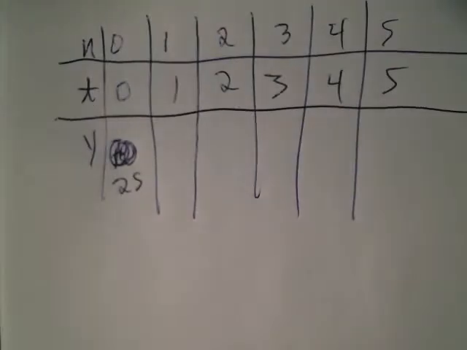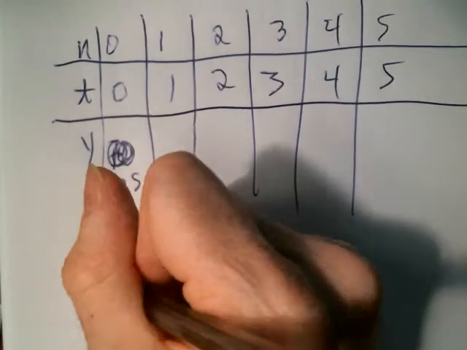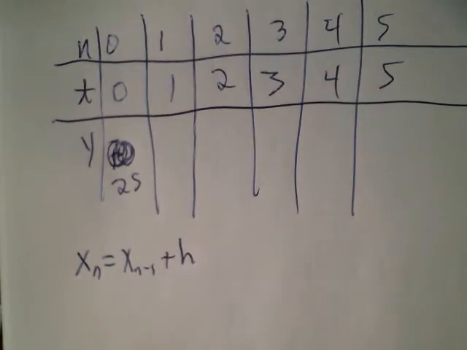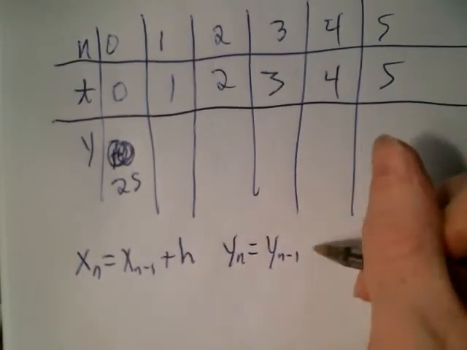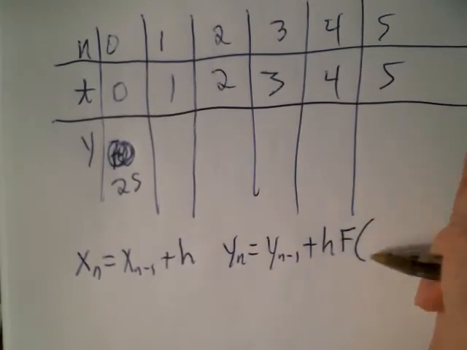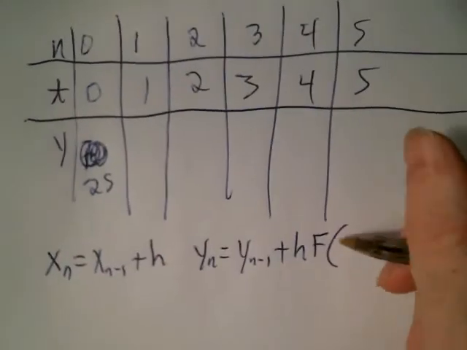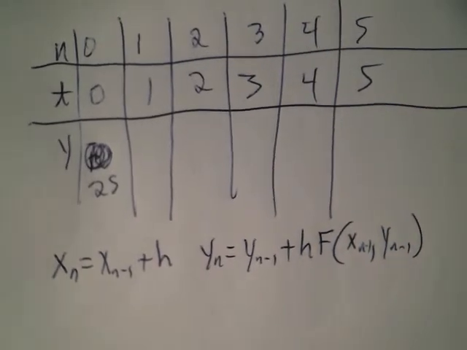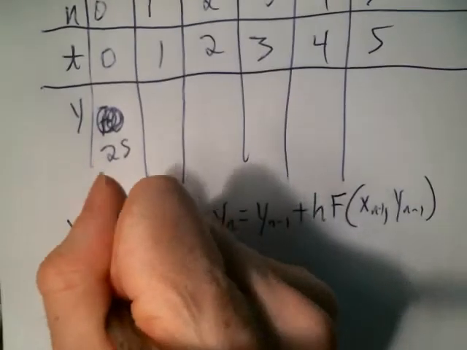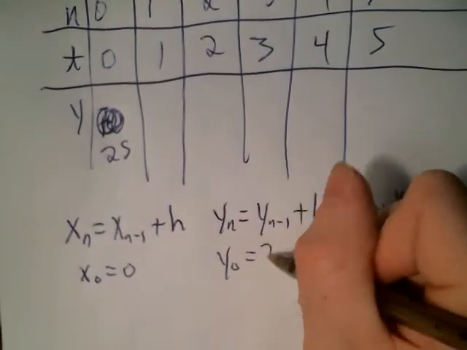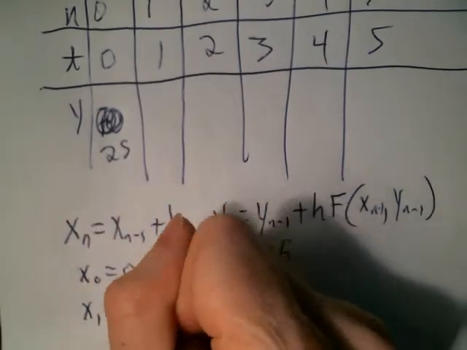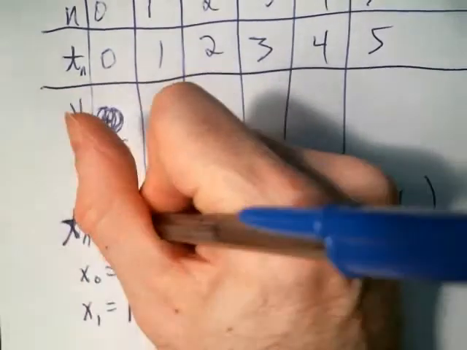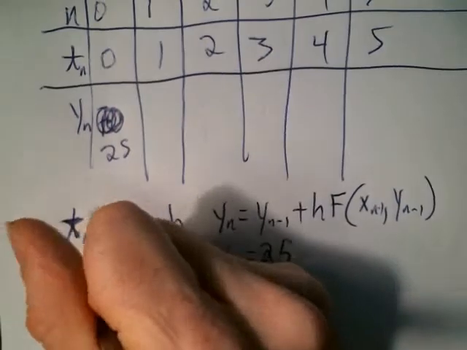Okay, the Euler's formula, again, in case you forgot: x sub n will equal x sub n minus 1 plus our h, and then y sub n will equal y sub n minus 1 plus h times our differential equation, which we write as a function of 2 variables, x sub n minus 1 and y sub n minus 1. Okay. So let's start. Our x sub 0 is 0. Our y sub 0 is 25. And then x sub 1 will be 1. We should just be using t's, right? So it's t sub n and y sub n. This should be t sub n equals t sub n minus 1. This is t sub 0. This is t sub 1.